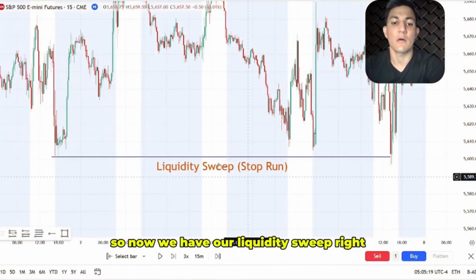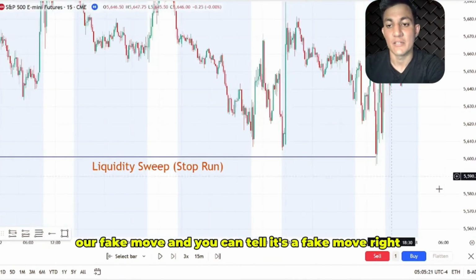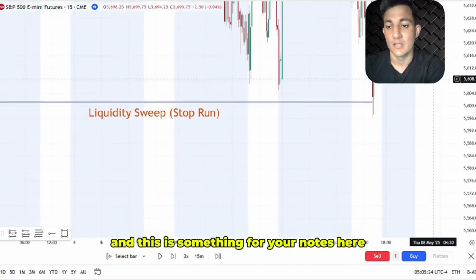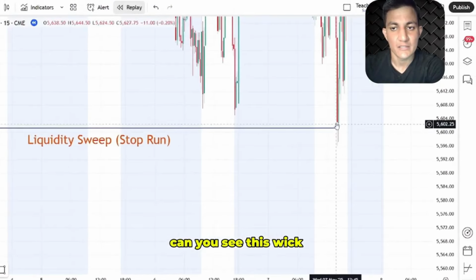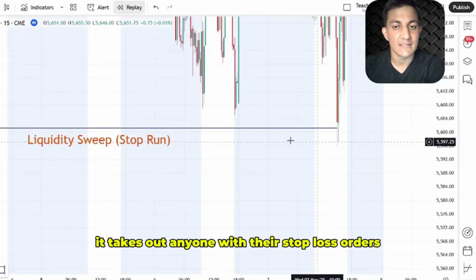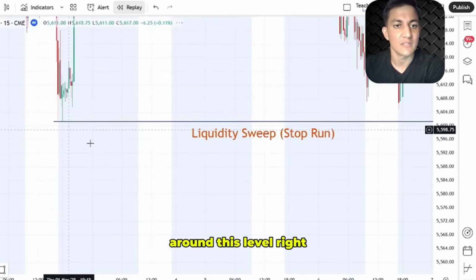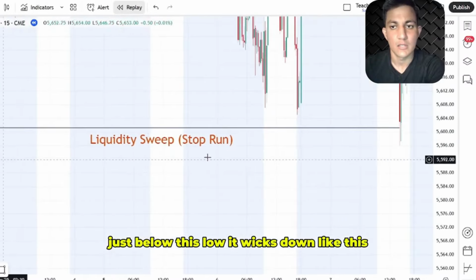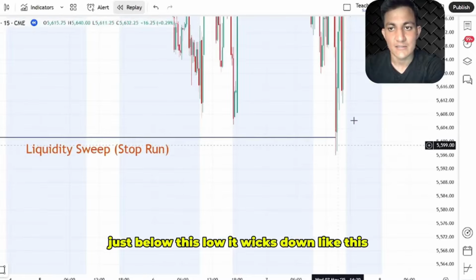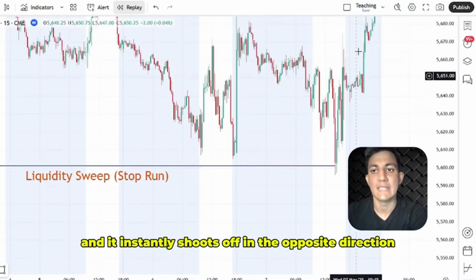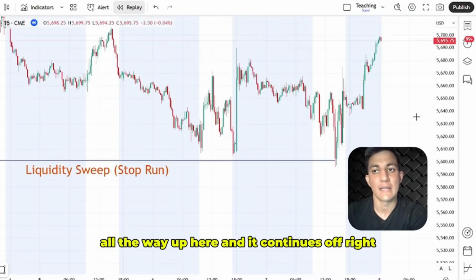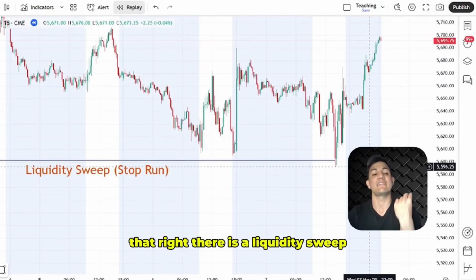So now we have our liquidity sweep, right? Our fake move, and you can tell it's a fake move. And this is something for your notes here. Can you see this wick? See how this wick pokes down? It takes out anyone with their stop loss orders around this level, just below this low. It wicks down like this, and it instantly shoots off in the opposite direction, all the way up here, and then continues off, right? That right there is a liquidity sweep.